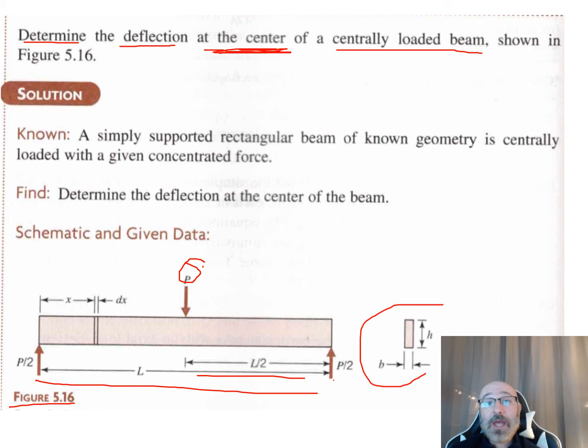We can see the dimensions of this beam are a width of b and a height of h, and we're going to be moving some distance x along this from this end over here. It's going to have some cross-sectional thickness of dx. So we want to determine the deflection. So we're going to use a deflection equation. From here, what we want to do is take all this information from the problem statement.